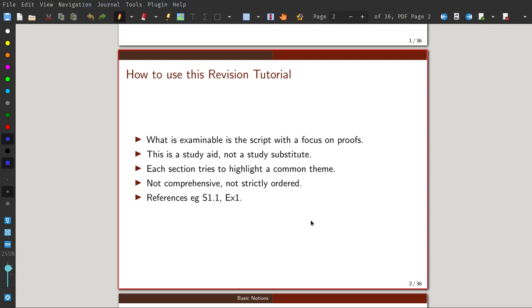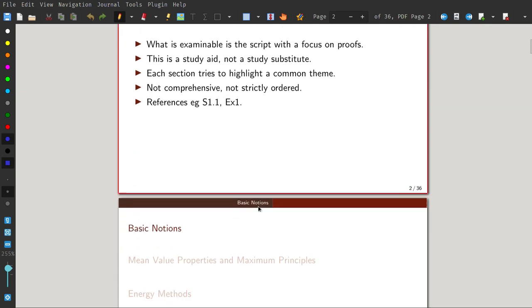I've not been comprehensive in this revision tutorial, by which I mean not every single point from the lecture script is covered. And also the order is not preserved, so it might jump around a bit. This is so that I can highlight what's common between different sections. Just a small note, if you see references like S1.1, that means section 1.1, and X1 is exercise 1 from the sheets. Okay then, let's begin.